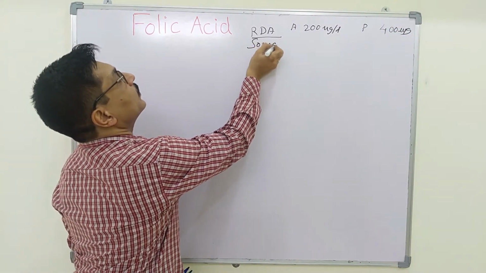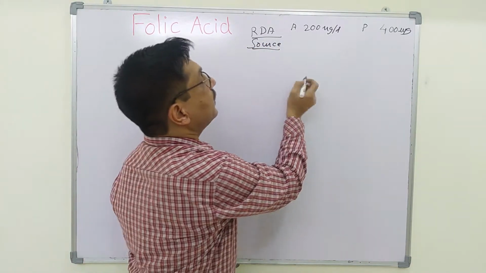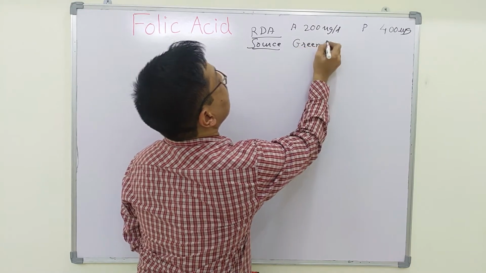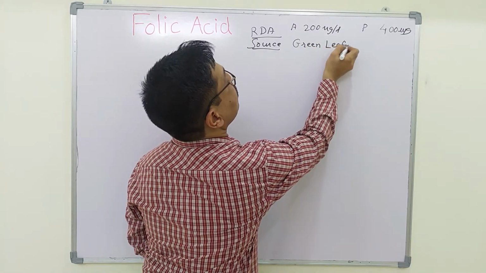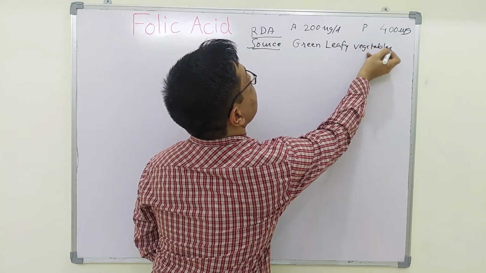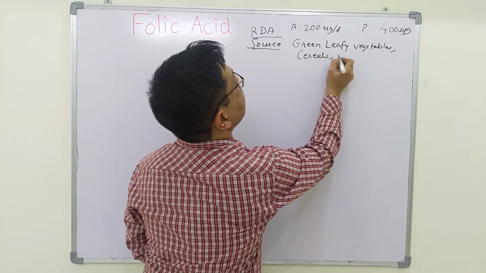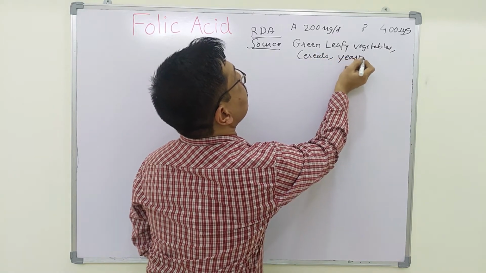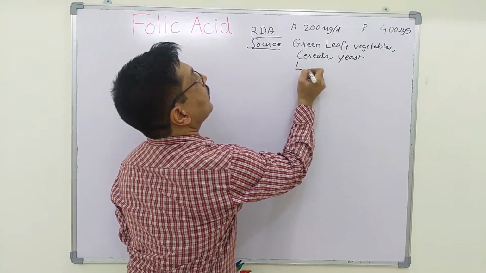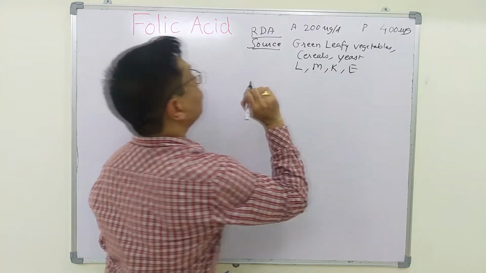Sources: the word folic acid itself comes from folium, which means leaf. The sources are green leafy vegetables, cereals, yeast. Also it is present in animal foods like liver, meat, kidney, eggs, etc.